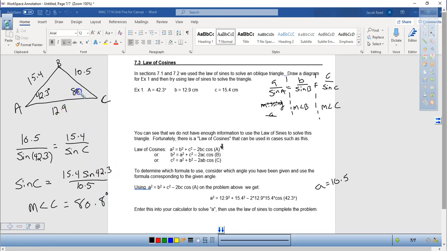So that's 80.8 degrees. And then we do 180, subtract those two. And I get that the measure of angle B is 56.9 degrees. And therefore I've solved the triangle. So, just to recap, use law of cosines when you cannot use law of sines. It will get you a missing piece of information that you will then be able to backtrack and use law of sines to get the other pieces of information.